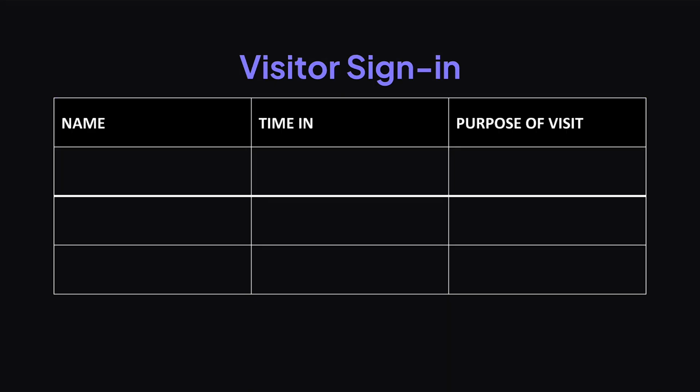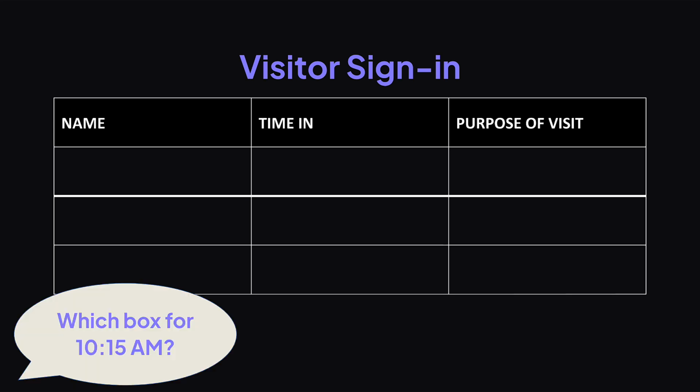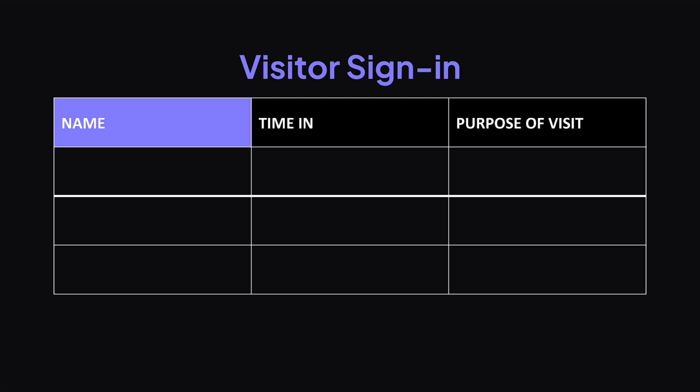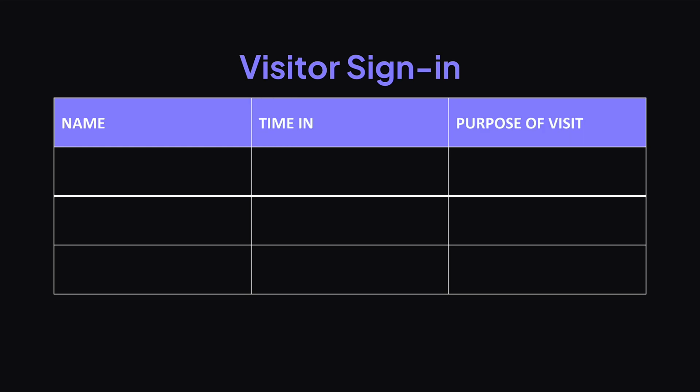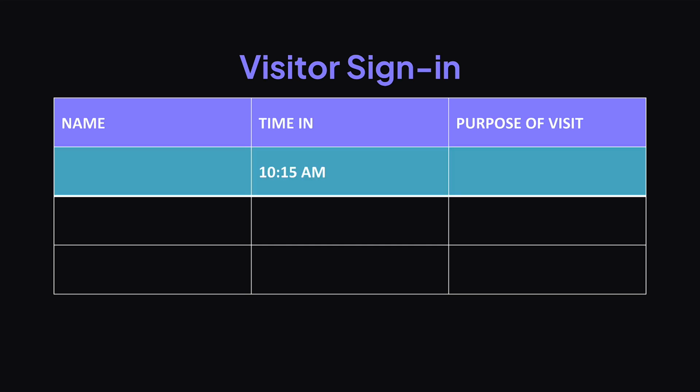Now it's your turn. Jomar is visiting a warehouse, and the guard hands him a visitor sign-in slip. He arrived at 10:15. Which box does 10:15 a.m. go in? Is it name, time in, or purpose of visit? Time in. That label asks for the time he arrived. That is the whole skill. Read the label, then match the information.